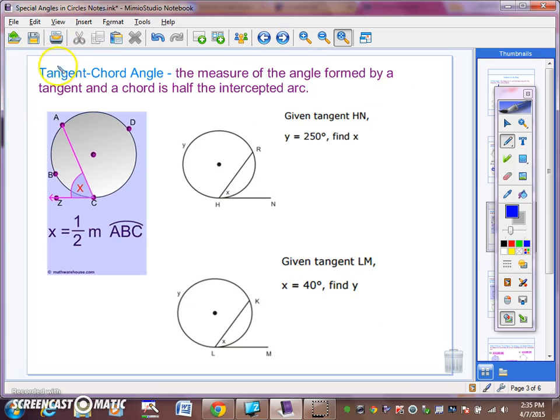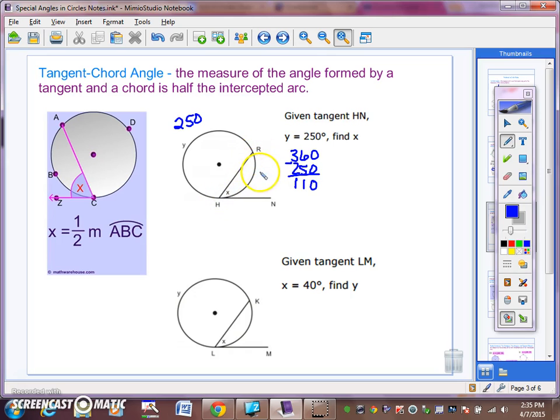Then we have the angle formed by a tangent and a chord. And the angle formed by the tangent and the chord is going to be half the intercepted arc. Okay, so we take half of the measure of the arc, and they have arc ABC here. So given tangent HN here, y is 250 degrees, and I want to find x. Well, y is almost all the way around my circle, which means the rest of my circle is going to be 360 minus the 250.